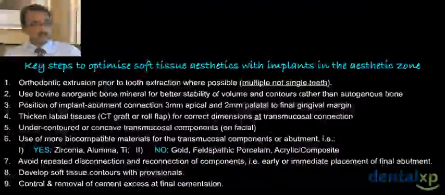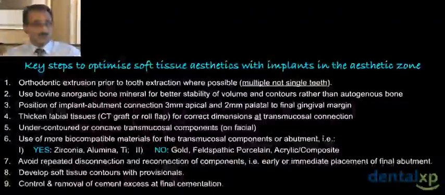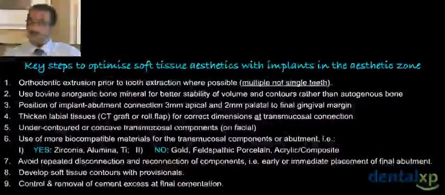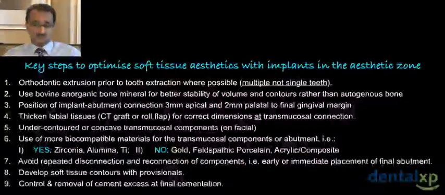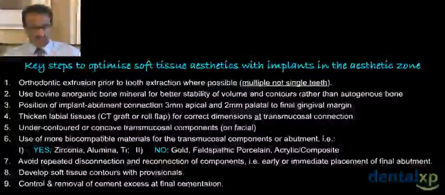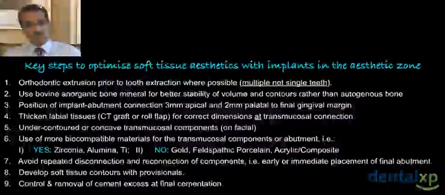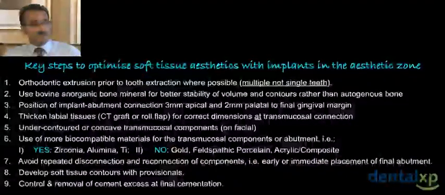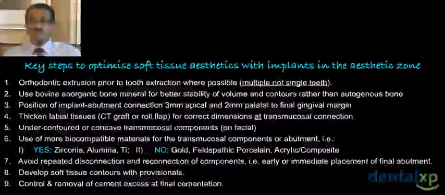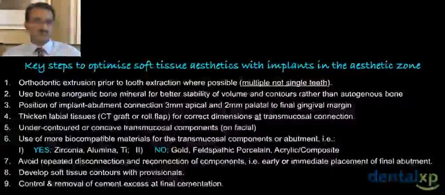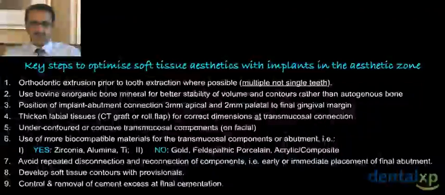There is some discussion that the materials we use might be of importance. Maybe zirconia, aluminum, and titanium are better choices than gold, feldspathic porcelain and acrylic. Certainly we know that we can't get any tissue adherence to any of the materials in the latter group, whereas in the first group we see greater biocompatibility, and some tissue adherence has been demonstrated by some workers.